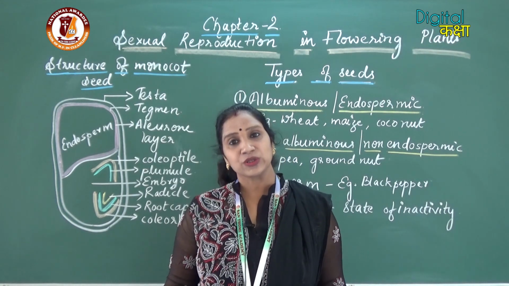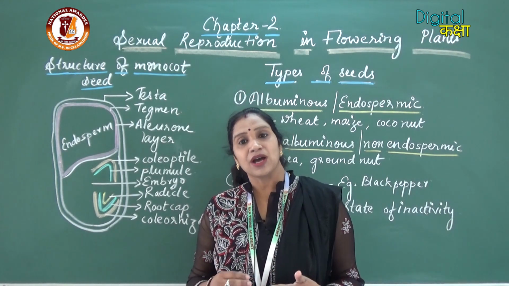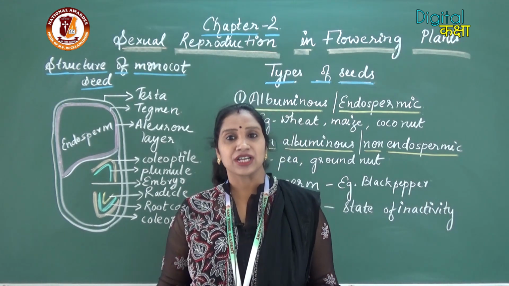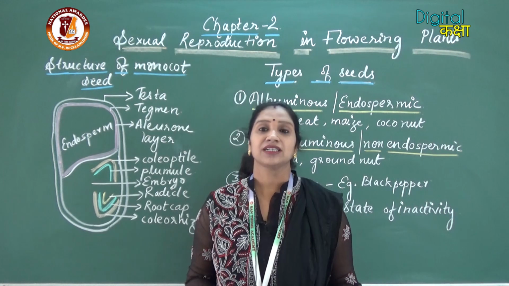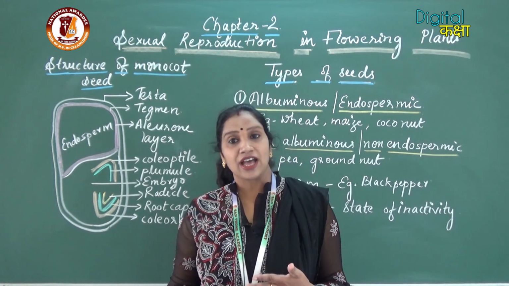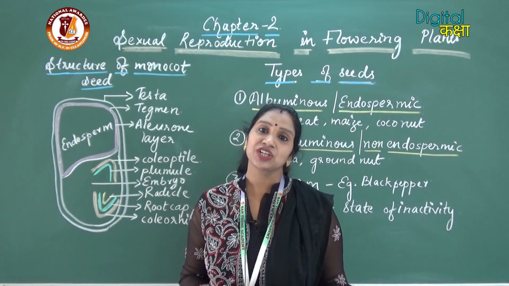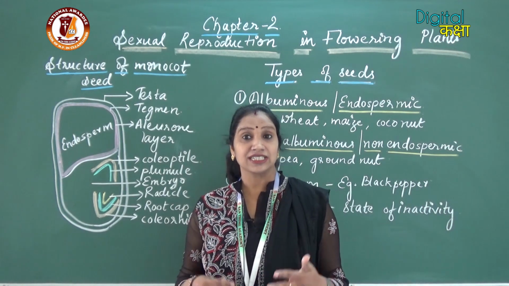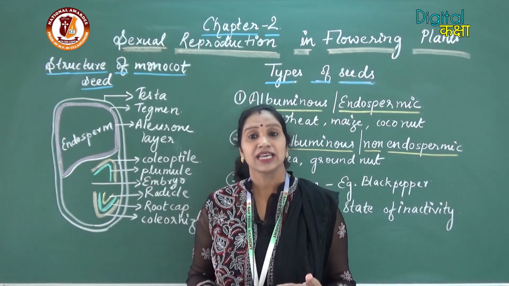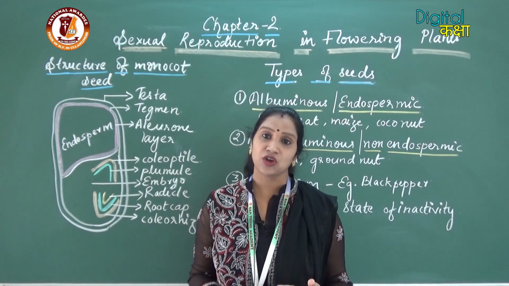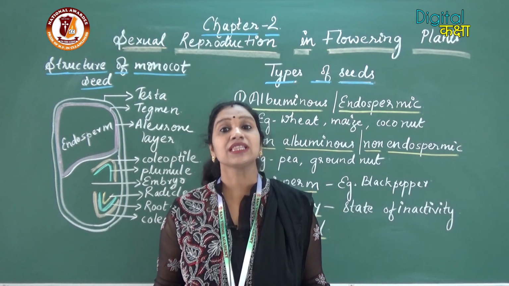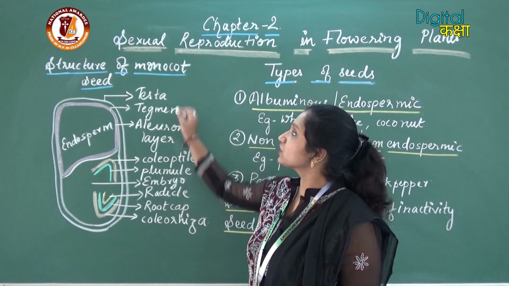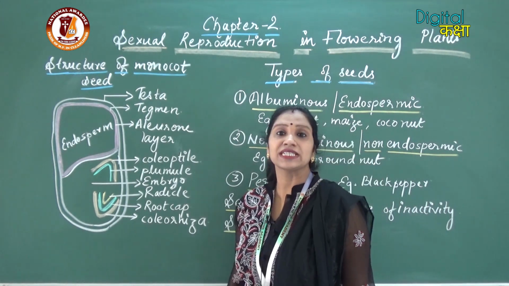Today in this video we will be studying about the end topics of chapter 2, sexual reproduction in flowering plants. In the last video we have studied about the structure of dicot seed. In that we have studied that it has got two cotyledons, it has got the radicle, it has got the plumule which will be forming the new plant. So here we have to discuss the structure of monocot seed.